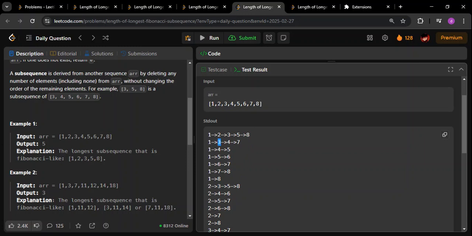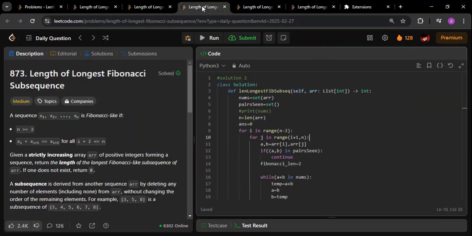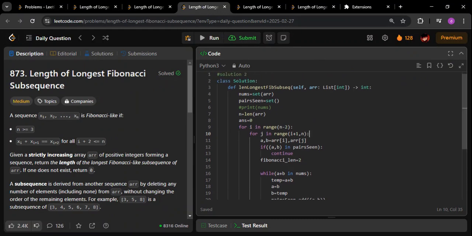See here, for example, 3 and 4 we already explored. Again 3 and 4 will be coming somewhere here. Yes, so this is actually a wastage of resource. We'll try to avoid this. To avoid that, what we are going to do is, see this part. What I will now do is, I will be storing all the pairs that I've seen.